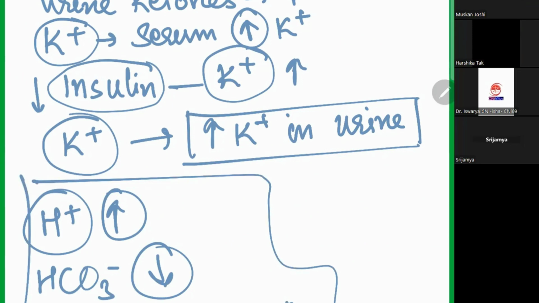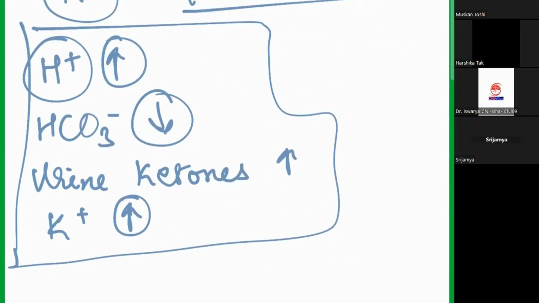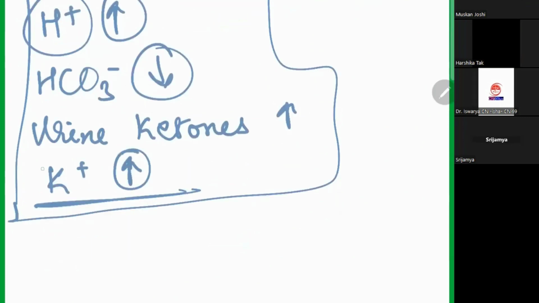Okay, now they might ask you one more question. For example, they are not giving you this lab data. Then they might ask you about complications. So what is the major complication of diabetic ketoacidosis? Since you can see here that potassium is rising, right? So what can it lead to? It can lead to cardiac arrhythmias.